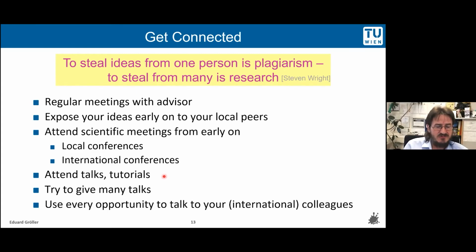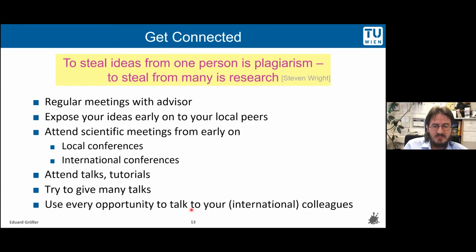Try to give as many talks as you can. At the beginning, everything is really cumbersome. Preparing a talk takes you ages, but it is really helpful for structuring your thinking.